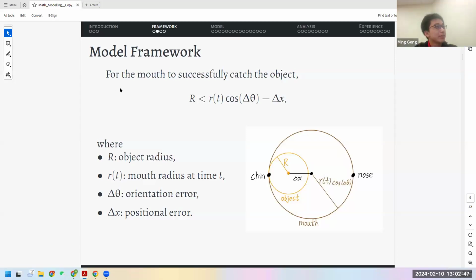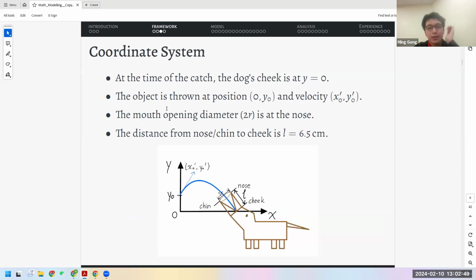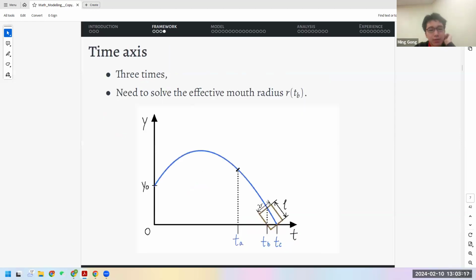And now let's define our coordinate system. Let the y position of Fritz's cheek be 0 and the x position of the throwing hand be 0. And therefore, we can let the object's initial thrown position be (0, y0), and the initial velocity be (x'0, y'0). And finally, we measured the nose is 6.5 centimeters above the cheek, and we let the mouth radius be half the distance from the nose to the chin, here denoted r. And let time be equal to 0 when the object is thrown.